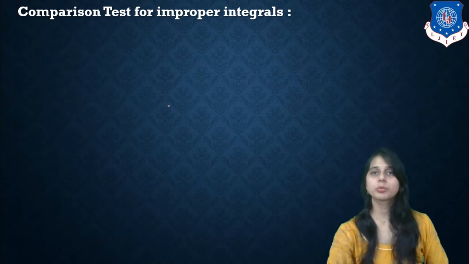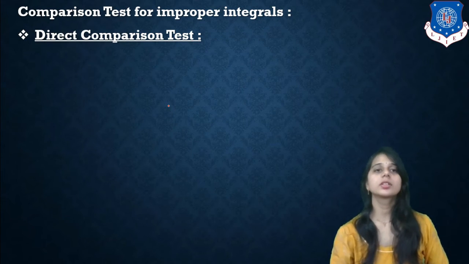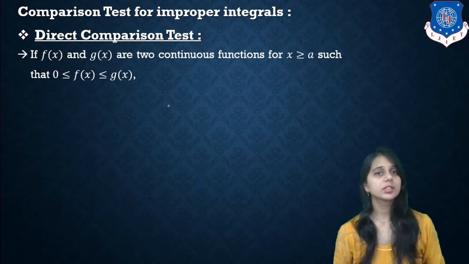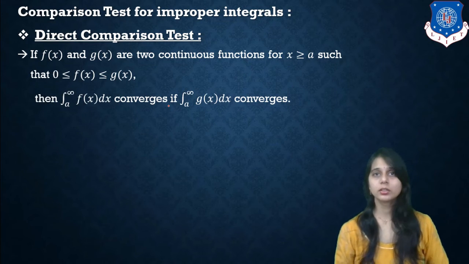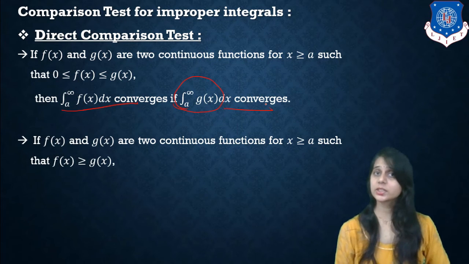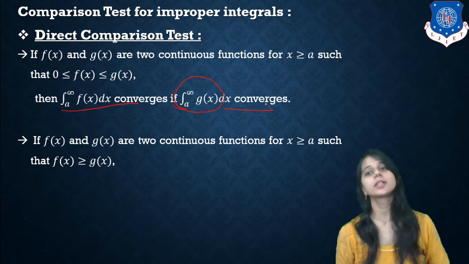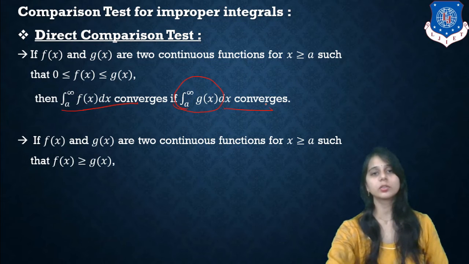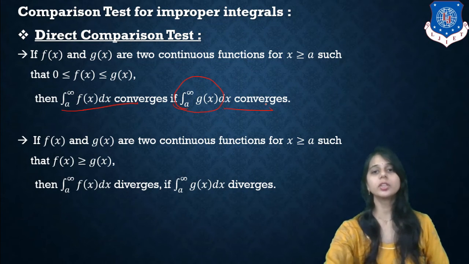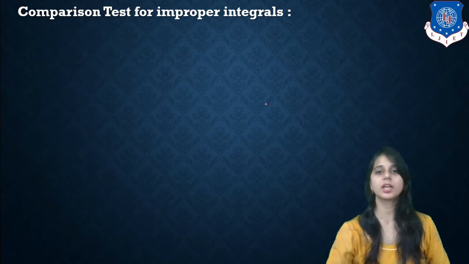Now the comparison test for the improper integral, the direct comparison test. If f of x and g of x are two continuous functions for x greater than a such that 0 is less than f of x less than g of x, then integration a to infinity f of x dx converges if integration a to infinity g of x dx converges. If f of x and g of x are two continuous functions for x greater than or equal to a such that f of x is greater than or equal to g of x, then integration a to infinity f of x dx diverges if integration a to infinity g of x dx diverges.